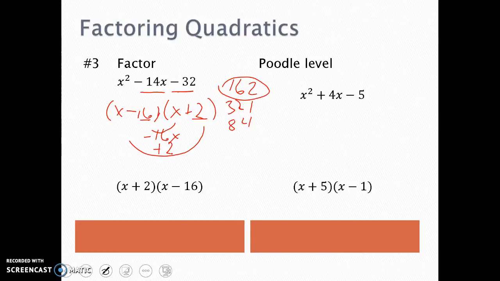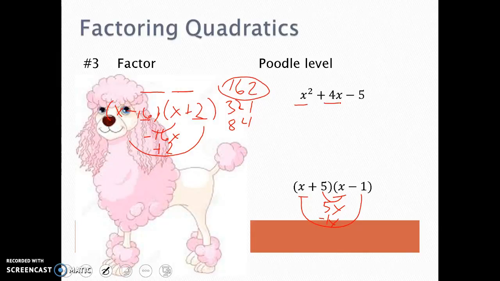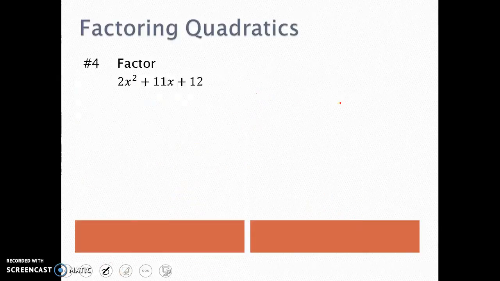We have x times x, that does give us x squared, and this is going to give us 5x here. And if I check my outside terms, that's negative 1x. 5x and a negative 1x does give me 4x. And so my correct answer is x plus 5 times x minus 1. Hopefully you were able to do that because you have reached the poodle level. When we get back, let's get going on number 4 here.